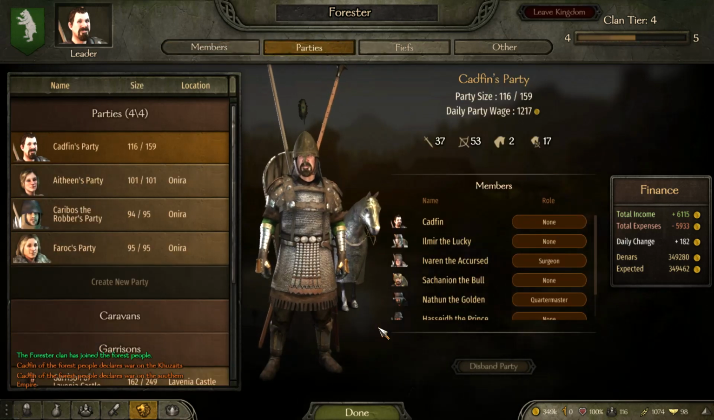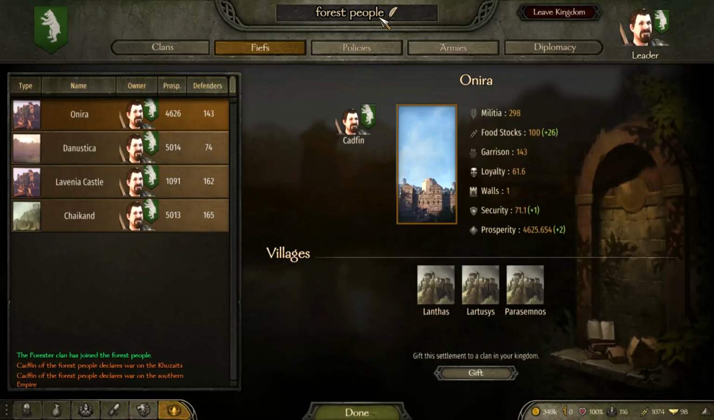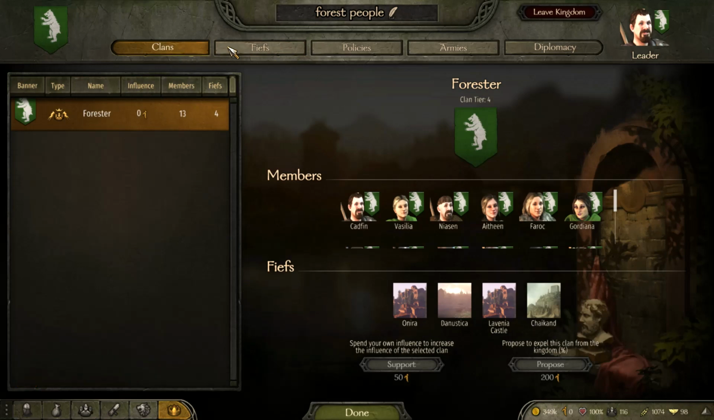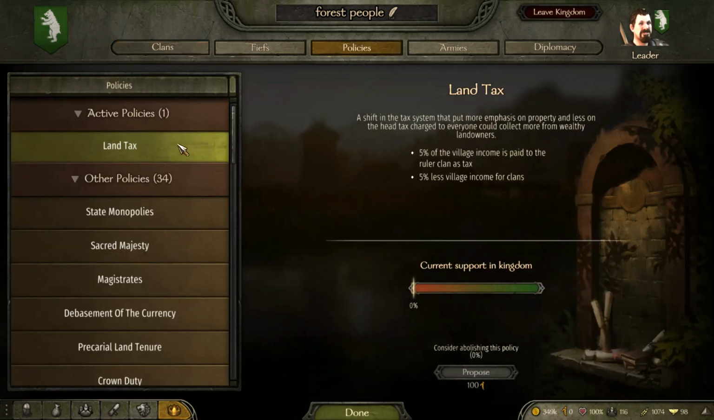So if we go into our kingdom tab here, on the top we're going to have all of our different tabs, but the main one for today is policies. Now first it's going to tell you your active policies, which for us is land tax. And now that we've created our kingdom and have the tab up here, we can see what we've picked and what it will do.